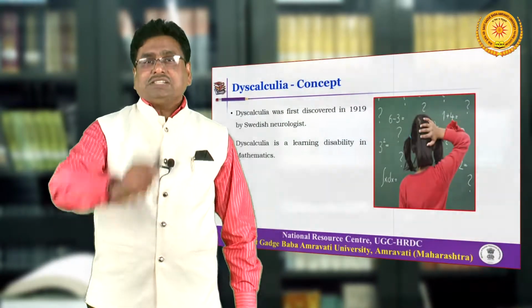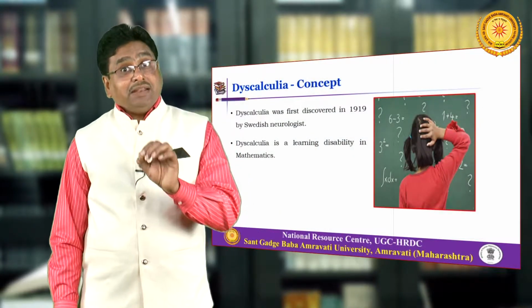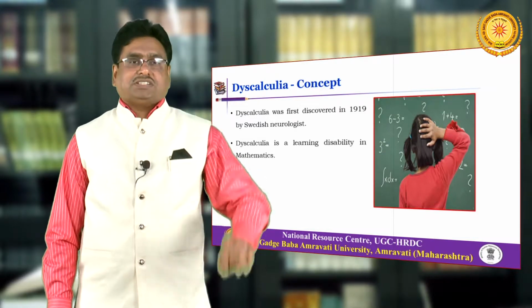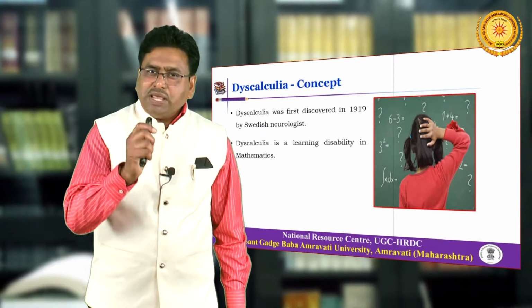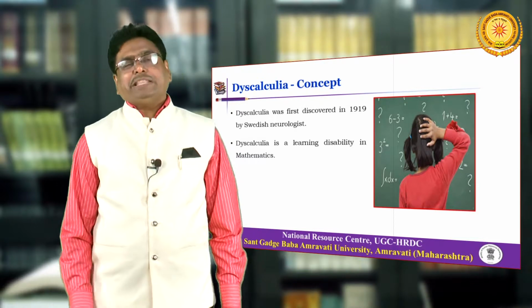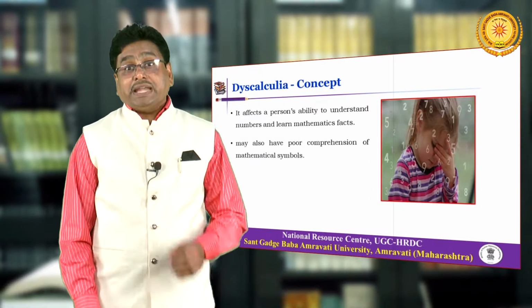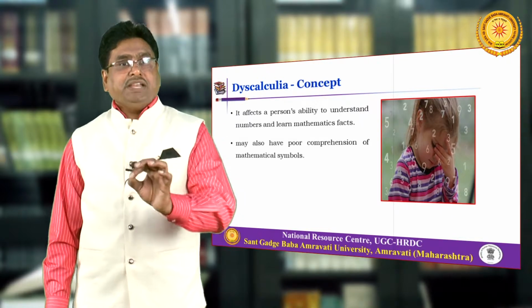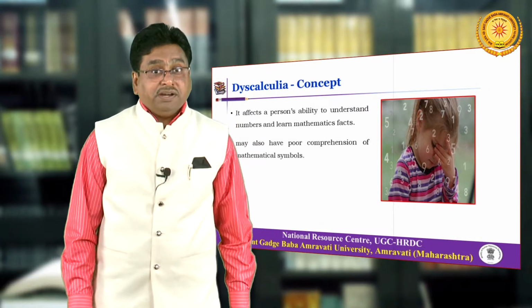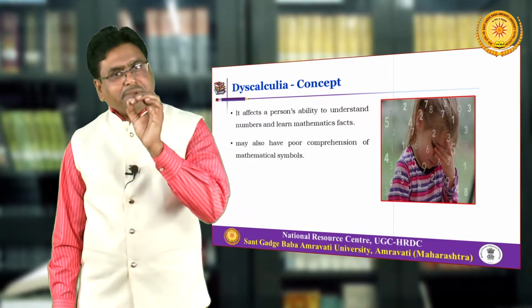In this session, we shall discuss the third type of learning disability, that is dyscalculia. Dyscalculia was first discovered in 1919 by a Swedish neurologist. Dyscalculia is a learning disability in mathematics. It is a specific learning disability that affects a person's ability to understand numbers and learn mathematics facts.